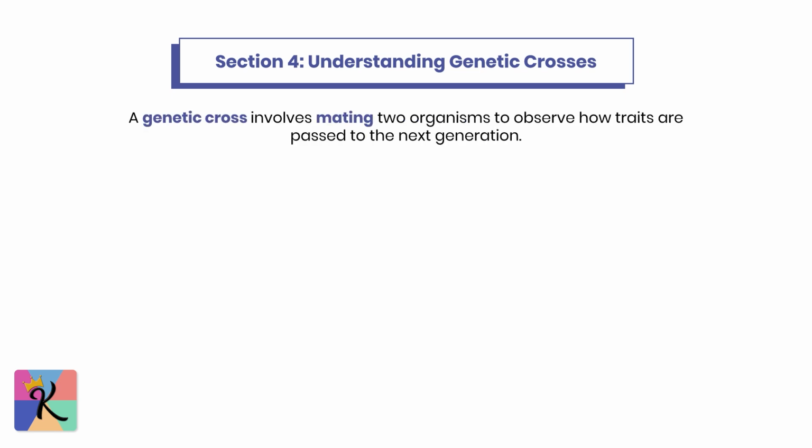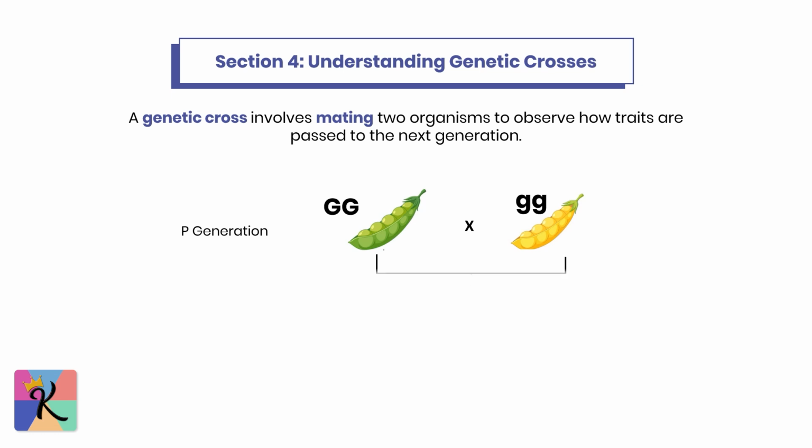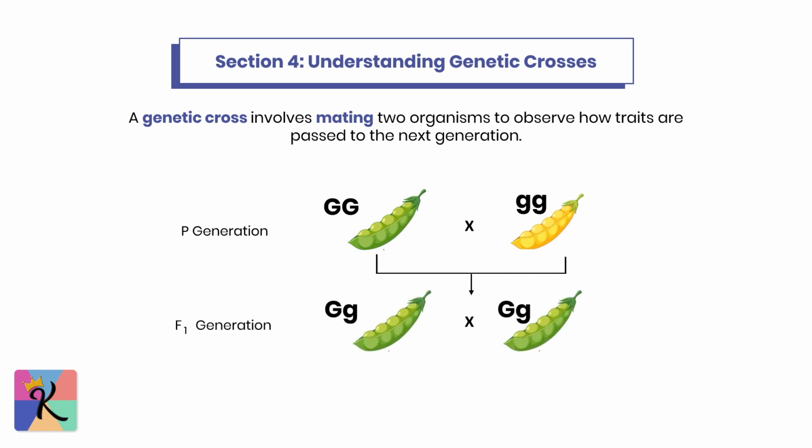Section 4. Understanding genetic crosses. To see Mendel's laws in action, let's explore a classic genetic cross. A genetic cross involves mating two organisms to observe how traits are passed to the next generation. For instance, if we cross a pure-breeding pea plant with yellow peas with a pure-breeding green pea plant, all the offspring in the F1 generation will be Gg, and they will all display the green pea phenotype. This is because green is dominant, while yellow is recessive.